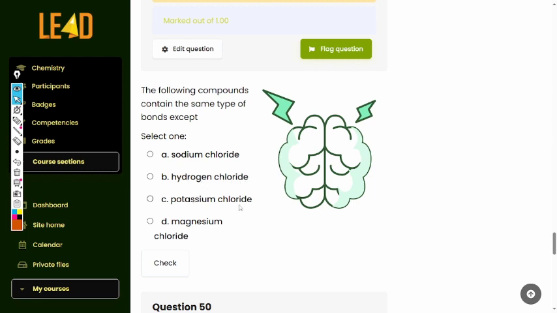So non-metals forming together will give you a covalent bond. For C, potassium and chlorine. Potassium is a metal, chlorine is a non-metal, so this is an ionic bond. Magnesium chloride will give you magnesium as a metal and chlorine as a non-metal. So this will give you an ionic bond. So all the others are ionic bonds except hydrogen chloride.